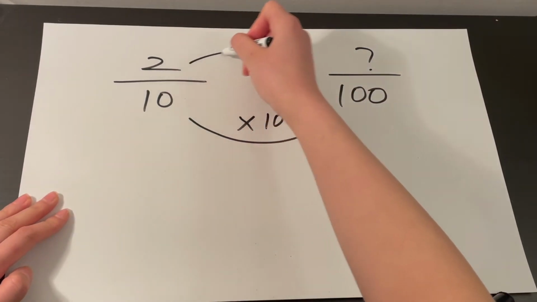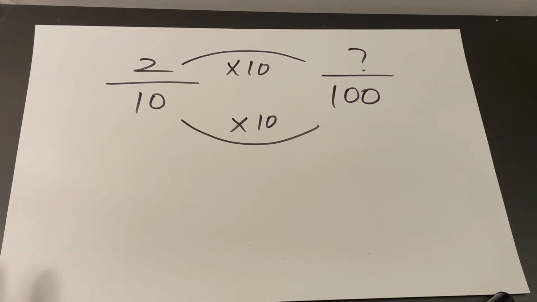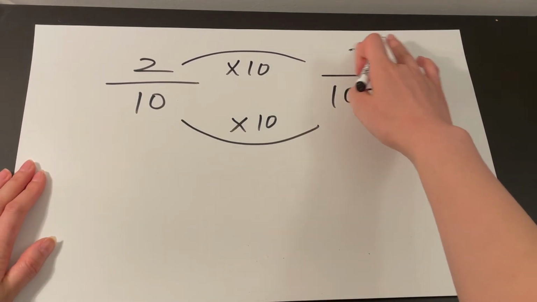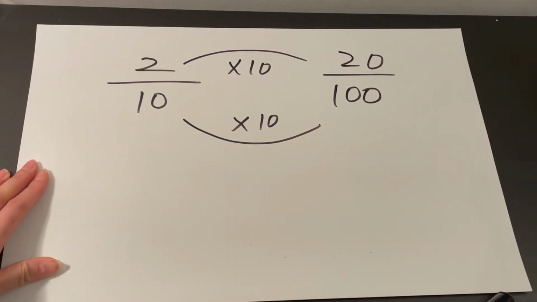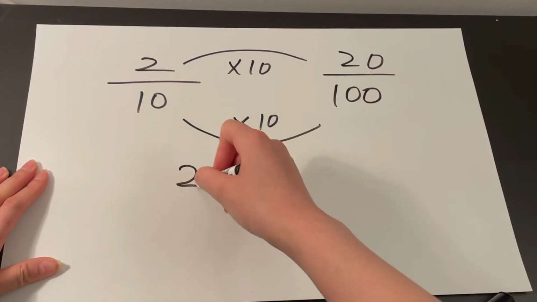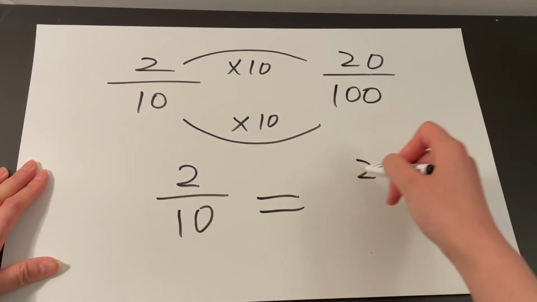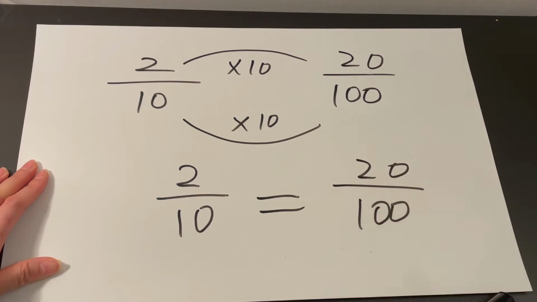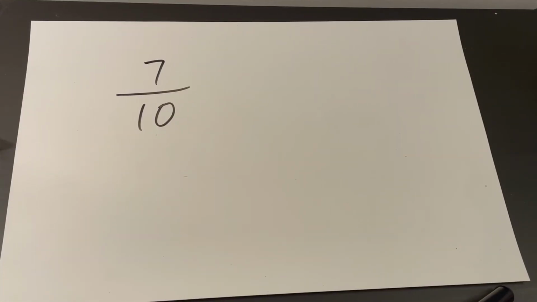So 2 times 10 will be equal to, yes, 20. So we have 20 here. So here we can get a conclusion, which is 2 over 10 equals 20 over 100. Great job! Let's try another one.